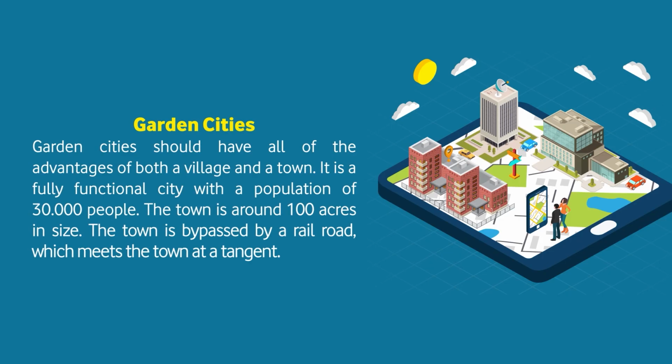Here came the concept of garden cities. So, garden cities should have all the advantages of both village and town. It is a beautiful functional city with a population of 30,000 people. The town is around 100 acres in size. The town is bypassed by a railroad which meets the town at a tangent.